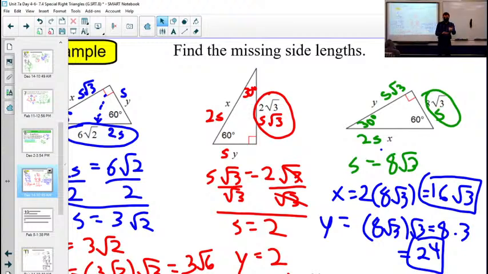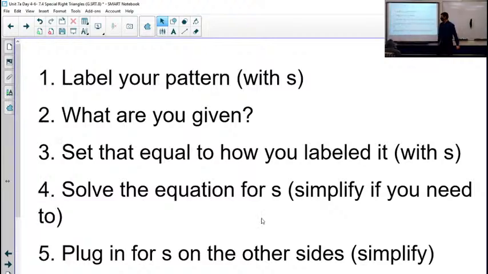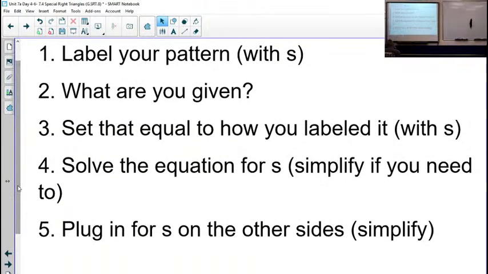And so if you like that kind of step-by-step process and you want those steps, here's my best attempt at phrasing how those steps go. Step 1, label your pattern with S. So for 45, 45, 90, that's going to be S, S, and S root 2. Right, so that's the first thing we did, was make sure we labeled our correct pattern. For 30, 60, 90, that's going to be S, 2S, and S root 3. Okay, so whatever pattern we have.